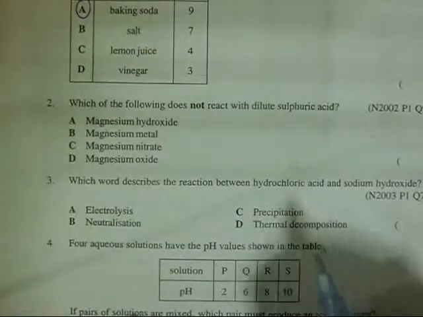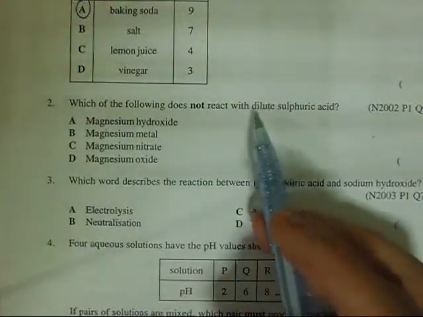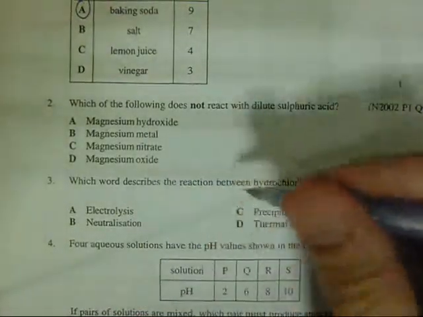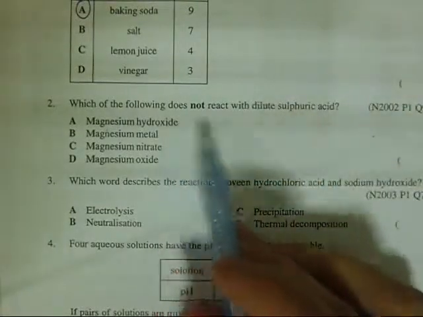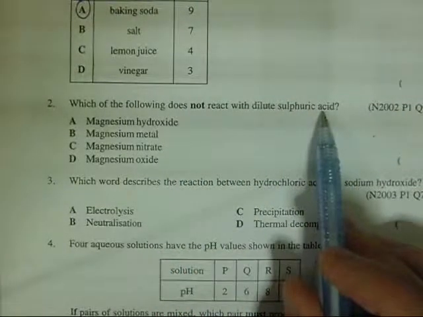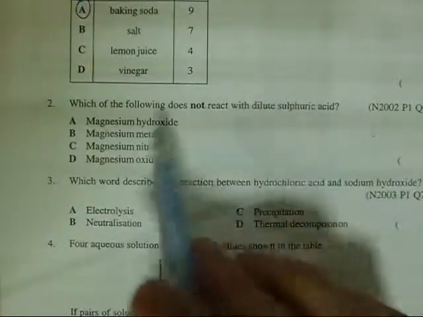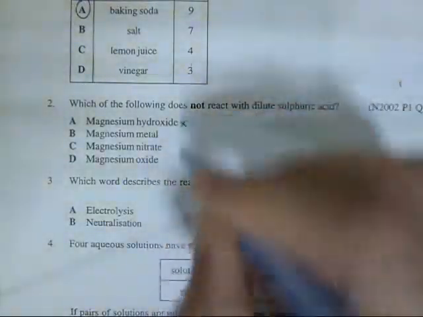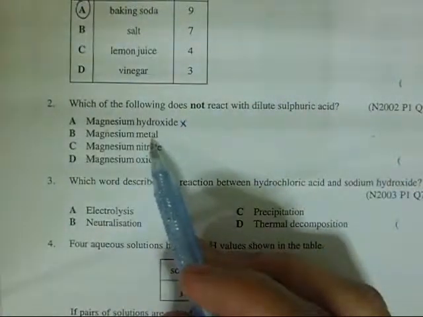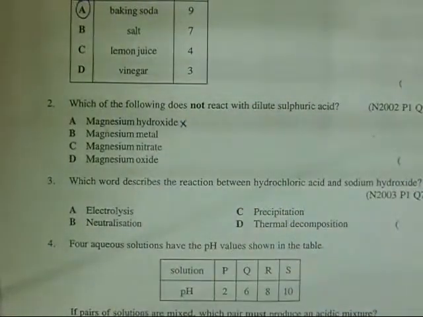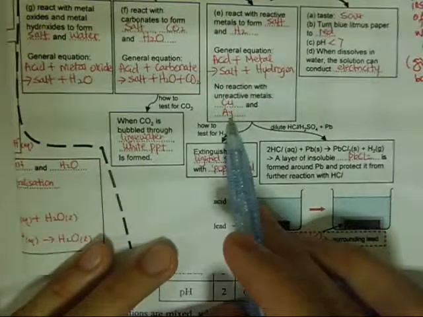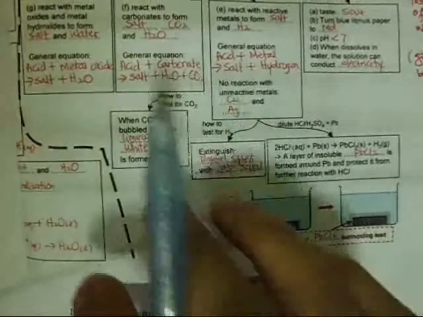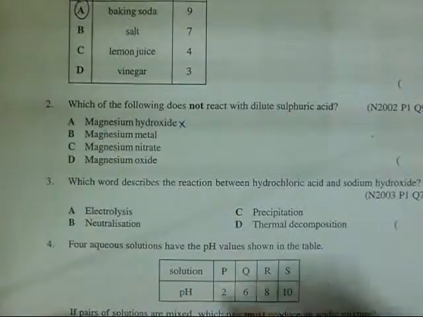So for this one, does not react. Magnesium hydroxide is an alkali. So alkali does react with acid to form salt and water. So this one reacts with acid. How about magnesium metal? Magnesium metal is a reactive metal. How do we know? Because the unreactive metal would be metal like copper and silver, etc. And magnesium is not one of them. So magnesium is a reactive metal and hence it would react with acid.